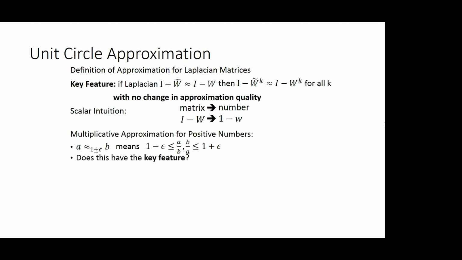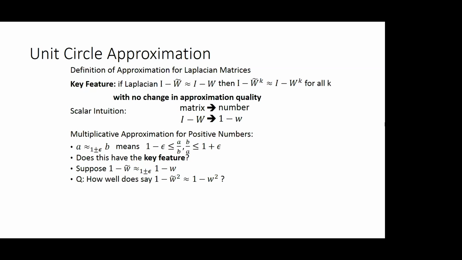And then you can ask, I said earlier that ordinary notions of approximation don't have this key feature that we want. We can see this by asking, does the multiplicative approximation, even for complex numbers, have this feature: if we have 1 minus little w tilde and 1 minus w, and these multiplicatively approximate each other, and now we raise w tilde to some power, do they still approximate each other? So does, for example, 1 minus w tilde squared still approximate 1 minus w squared with no loss in the approximation quality?